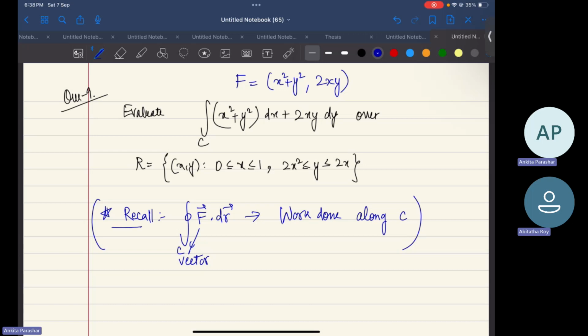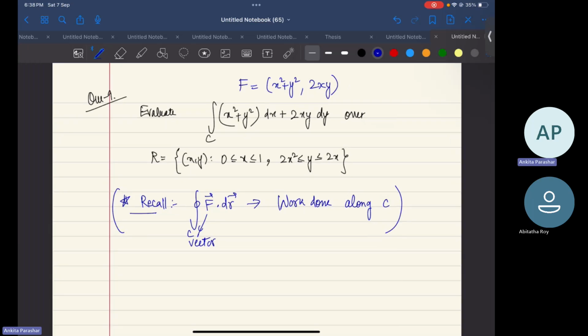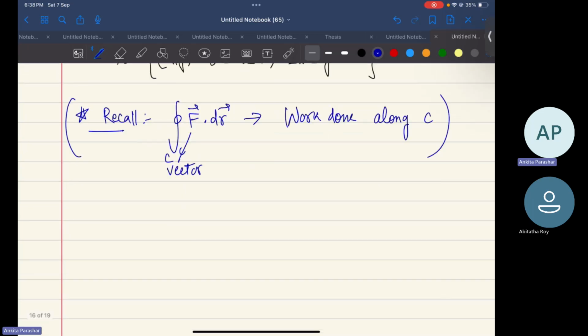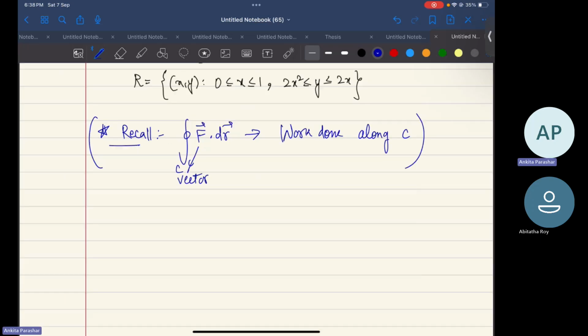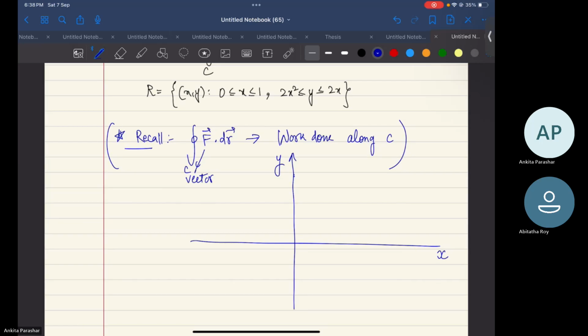Let me go to the region. Let's draw the region first. Can you help me in drawing it? It's just on the R2 plane, with an x-axis and a y-axis. You have to draw, that's all here. y goes from one curve to another curve. Can you draw y equals 2x squared?